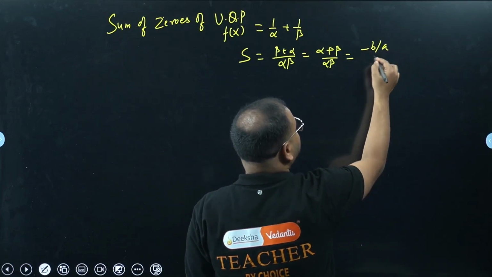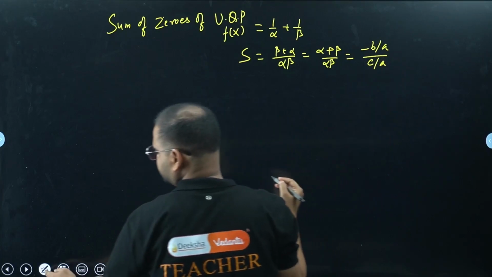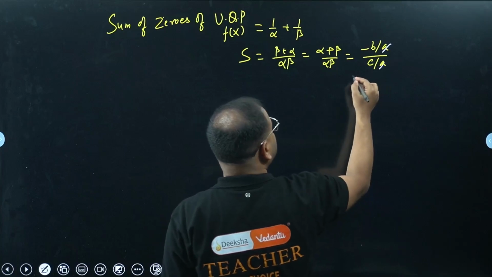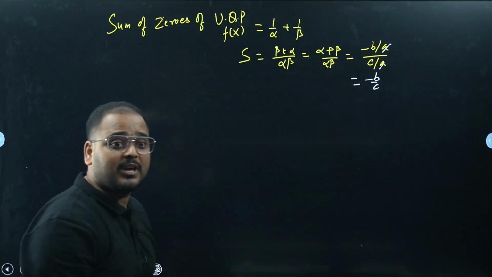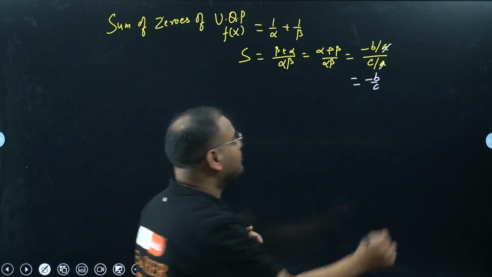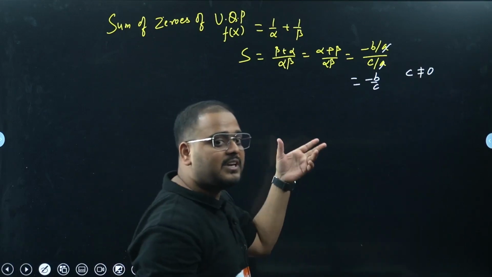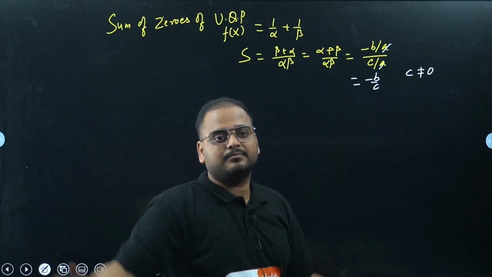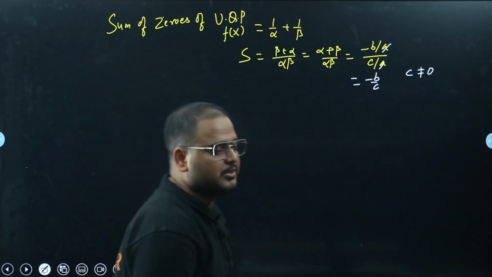So minus b by a, and c by a we got here. Cancel a and a. What is my answer? Minus b by c. Now you say c is not equal to 0. We had that c is not equal to 0. If c is 0, the denominator will become equal to 0. Everything is undefined, infinity. How will you go? That's why c is not equal to 0. They have given it in the question.